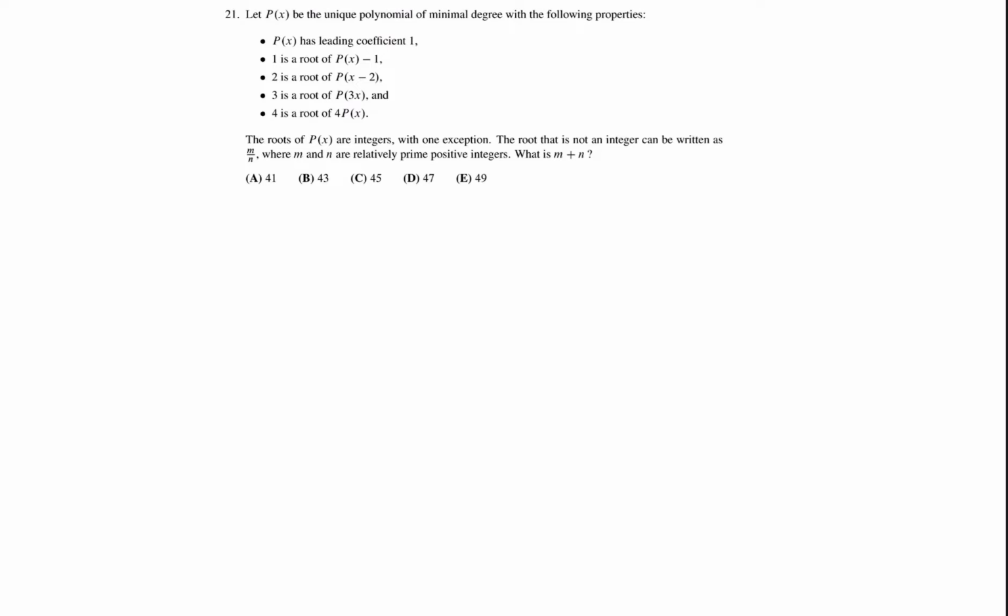Let P of x be the unique polynomial of minimal degree with the following properties. P of x has leading coefficient 1. 1 is a root of P of x minus 1. 2 is a root of P of x minus 2. 3 is a root of P of 3x. And 4 is a root of 4 times P of x.